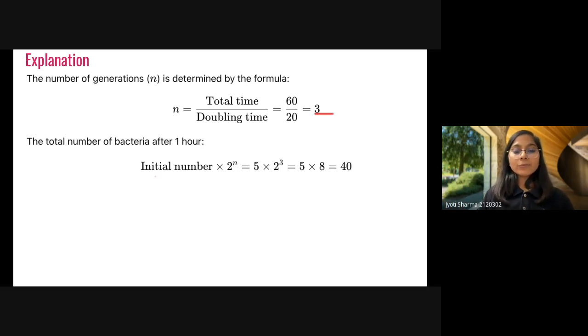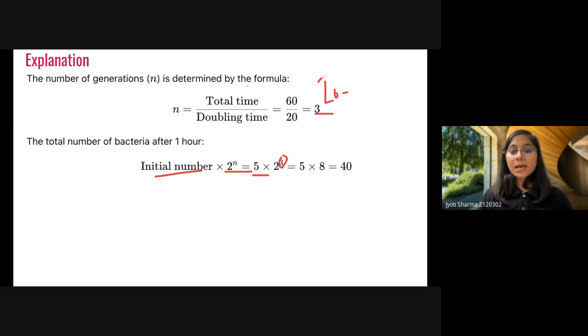Then you have to have the number of initial cells. The initial cells we had is equal to 5, multiplied by 2 raised to the power n, where n is the number of generations. So n here is equal to 3, and this is 5 multiplied by 2 raised to the power 3, which is 5 multiplied by 8, equal to 40. So this is how we will have 40 cells after 1 hour, right?